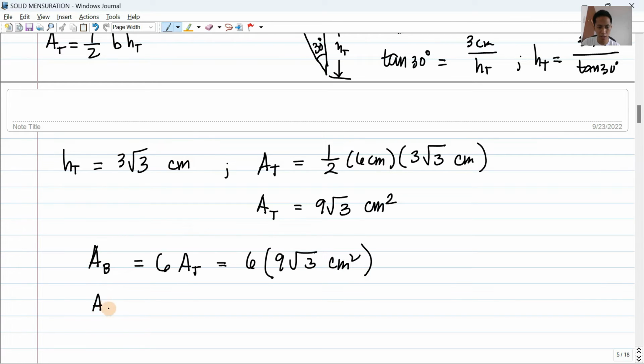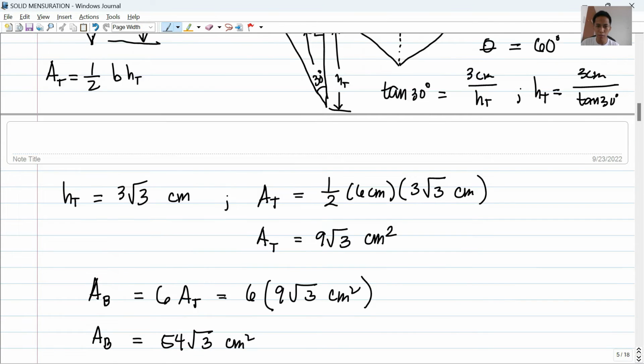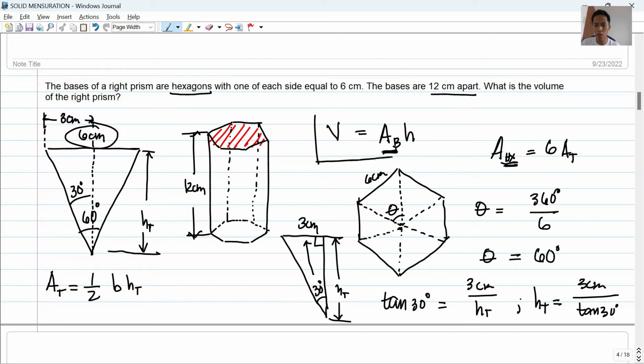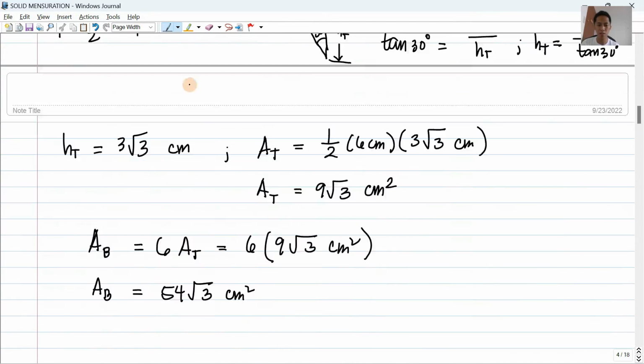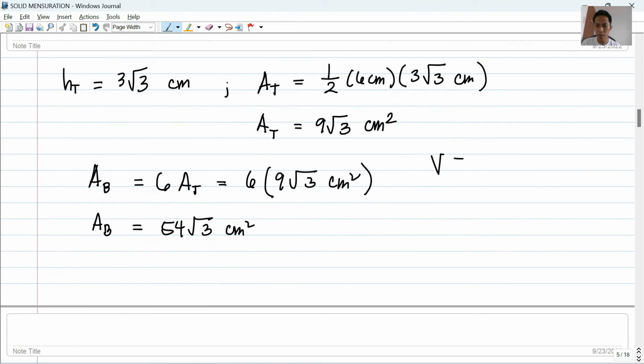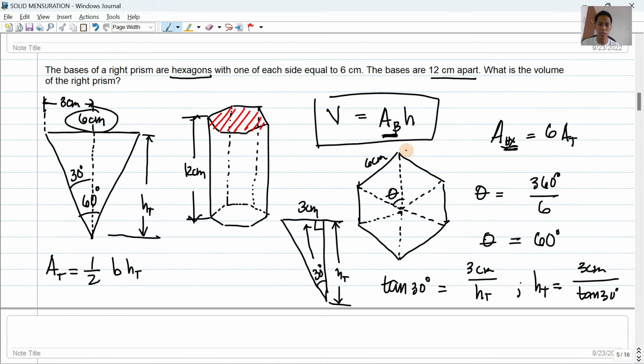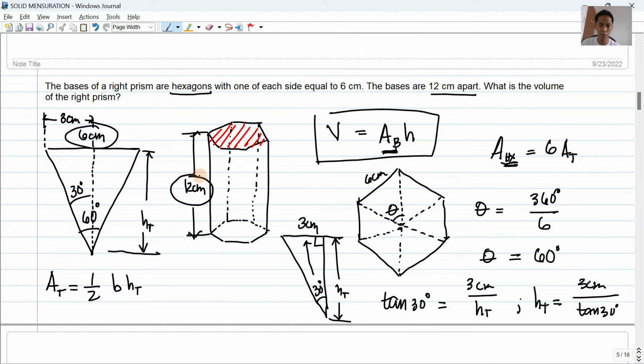So, compute lang natin. So, area ng base natin is just equal to 54 square root of 3 square cm. So, huwag mo munang i-decimal form kasi para may accurate yung answer natin. So, meron ka ng area ng base. We can now actually compute for the volume of your right prism na hexagon yung base na. So, volume is equal to area of the base, which is 54 square root of 3 square cm times the height. Ano yung height natin? What is the height of the prism? So that is 12 cm.